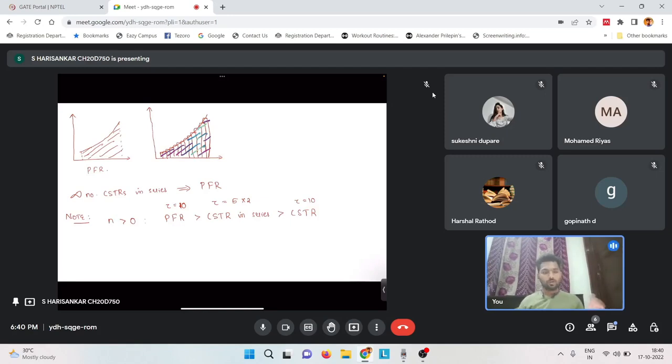Okay. Now conversely, if your order is less than 0, so if it is a negative order reaction, in that case, for example, can someone just tell me what will be the reaction rate of a negative order reaction? Like just an example, does anyone know?